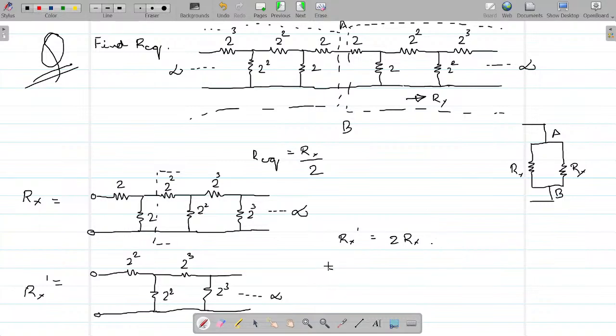So can I write this by observation? I am redrawing the network for you. Rx is equal to 2, 2, and what is the thing that is repeating? 2 Rx. Can I say that? This is equal to Rx dash. I took Rx dash here and then I told you why it is equal to 2 Rx. So is it safe to write like this?